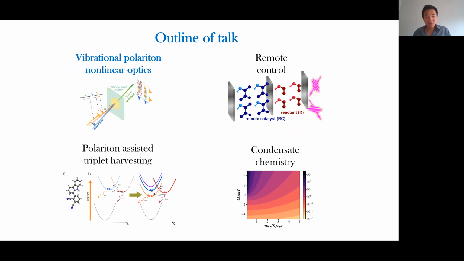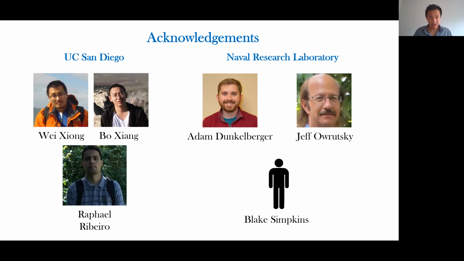Okay, so since most of you don't work on vibrational polaritons, I want to show you the similarities and differences that exist with, say, organics or with solid state systems. So this is work done by my colleague Wei Xiong, Bo Xiang, and a postdoc in my group that now is a professor in Emory, and in the Naval Research Group in the US, Adam Dunkelberger, Jeff Orutsky, and Blake Simmons.